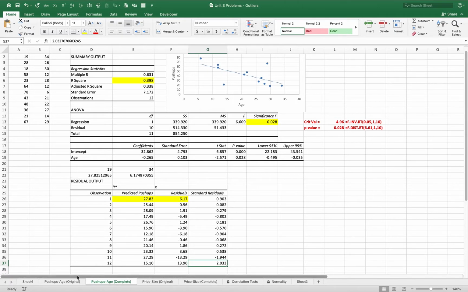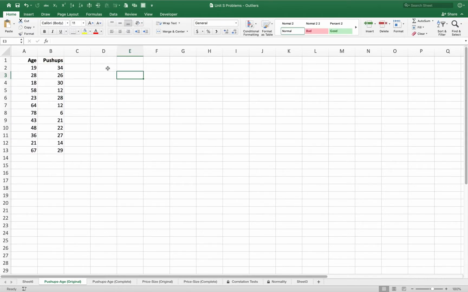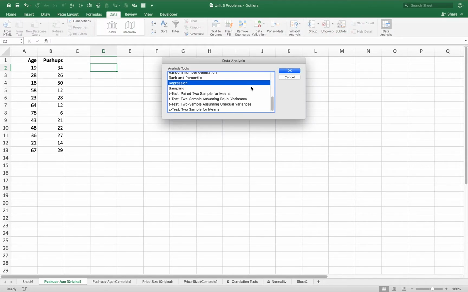Let's go back to our first page here, and I'm just going to get rid of this chart again. Remember, here are the 2 residuals that we're going to be looking at. But let's get rid of this now. All right, now let's run through doing the regression. Data analysis, regression.